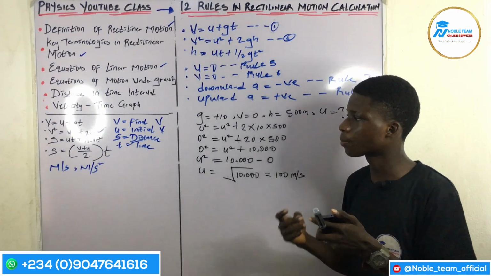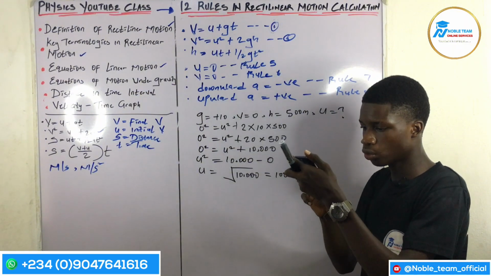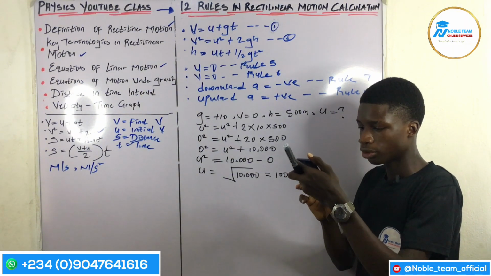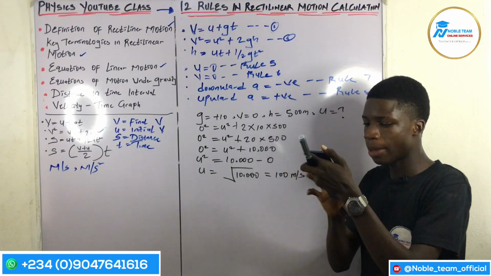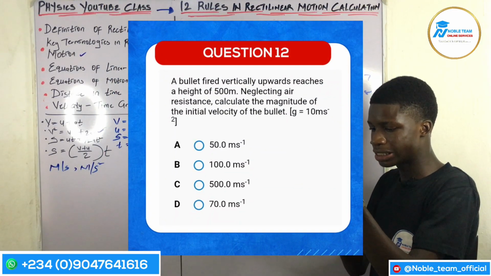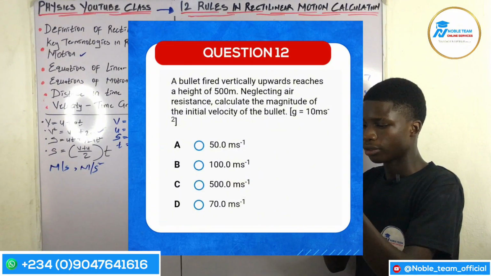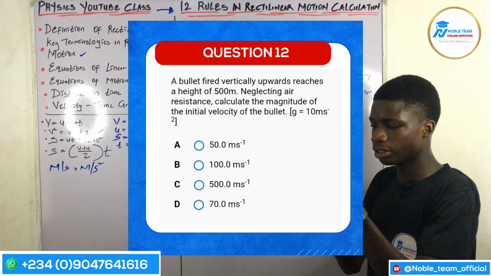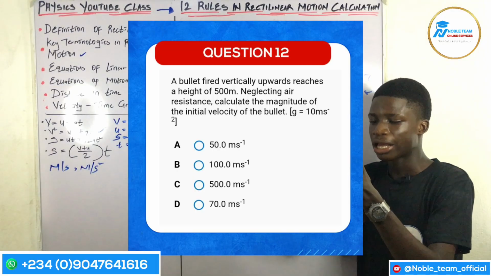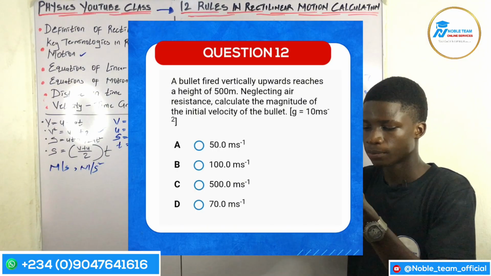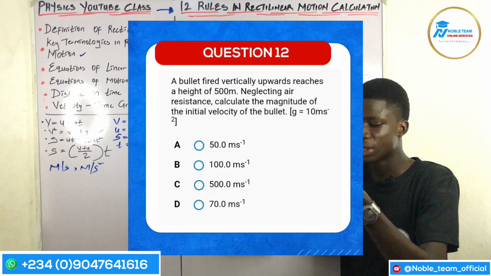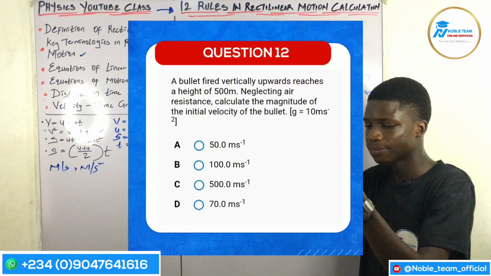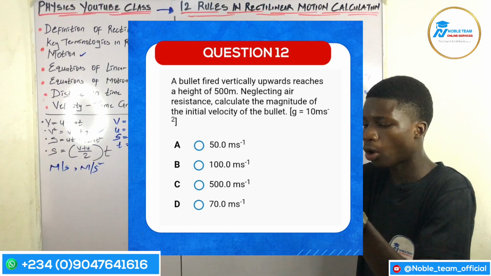Now question 12. We are going to solve up to 2 questions, then we move into the next thing. So question 12 says a bullet, not question 12, because we have not reached 12. So the next one is, if it takes an object 3 seconds to fall fully to the ground from a certain height, what is the distance covered by the object?